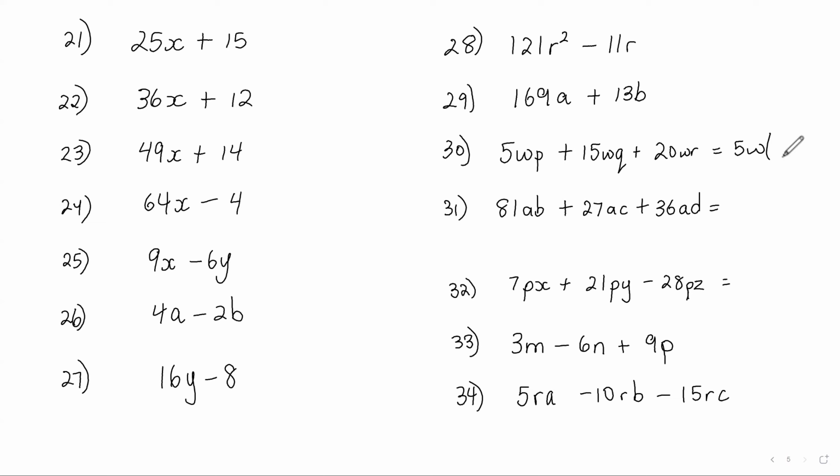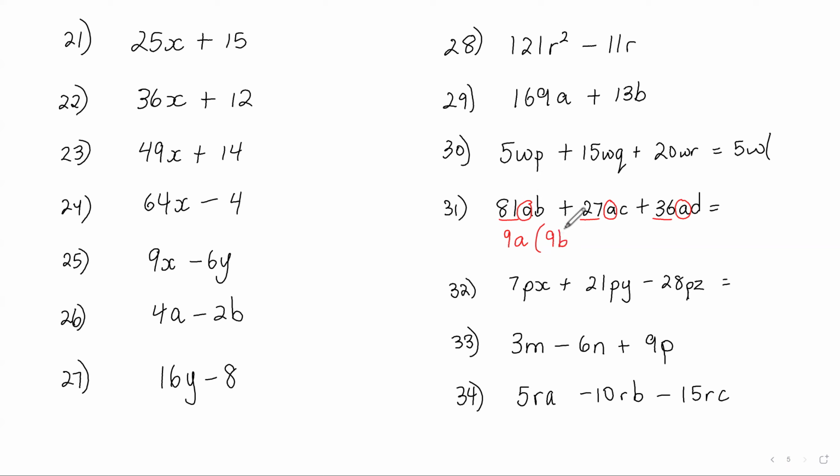Like in number 31, we can see that 81, 27, and 36 all have the common factor 9, because 9 could go into all of those numbers, as well as A, right? A is common to all of them. So the highest common factor of those three will be 9A. 9A could go into this whole thing. 9 could go into 81 9 times. A could go into A once. You don't need to write 1. And then just B, right?